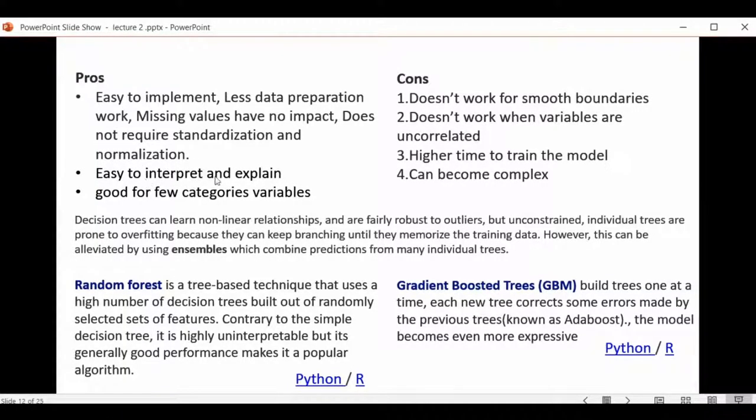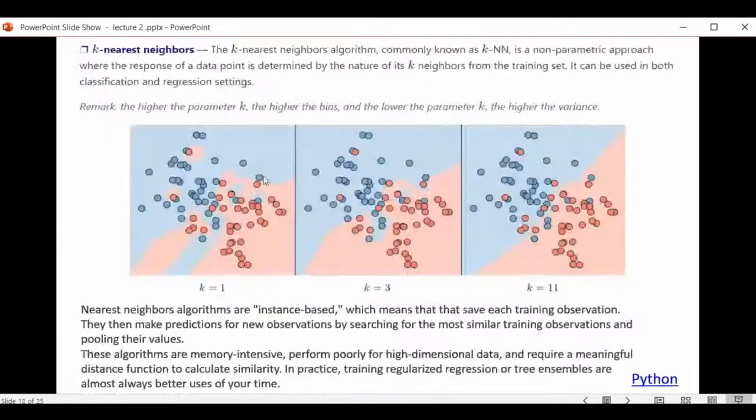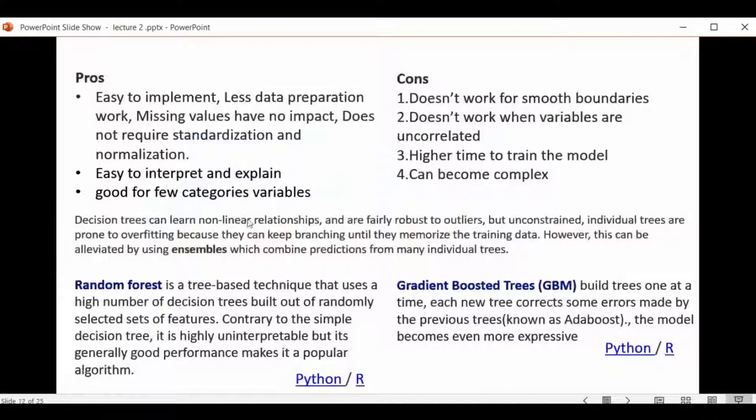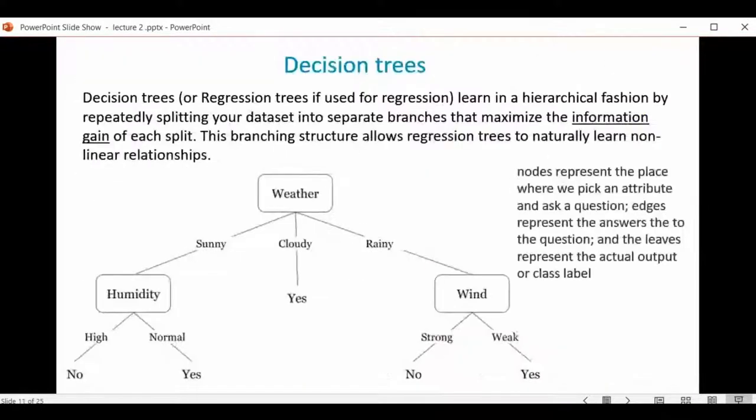It also does not require standardization or normalization. It's easy to interpret and explain. And explainability is a very big thing when you get into neural networks and things like that. It's a lot better in a lot of domains, life or death situations, to have a model that's explainable. Basically, for example, why did we make that decision? Well, we made that decision because it was humid and the weather sunny.